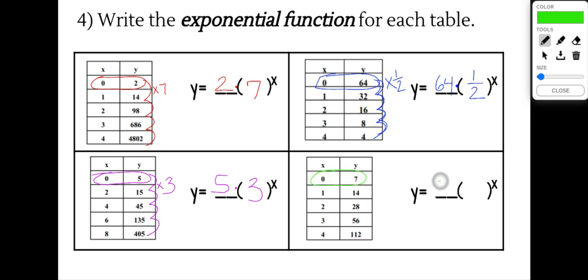We've got our y-intercept is 7. And then let's see, what are we multiplying by? What's happening? 14, 28, 56. We're doubling. Double, double, double is a times 2. So that's where the 2 goes. The 2 is the b.